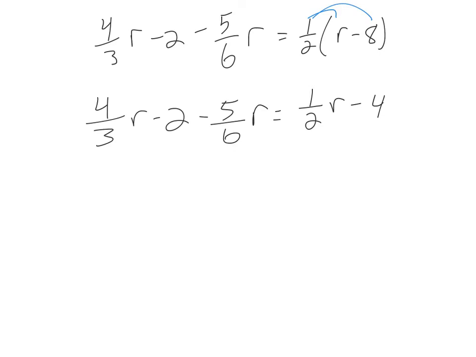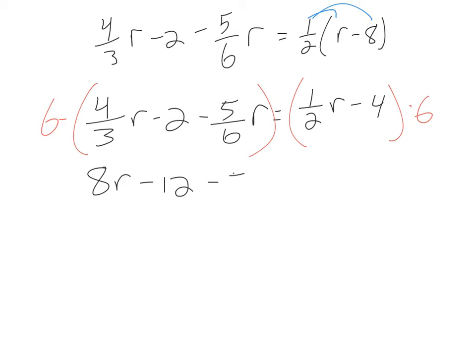Alright, now the number I'm going to multiply through is going to be the least common denominator of 3, 6, and 2, and that'll be 6. So I'm going to multiply everything by 6. And that'll give me 8r minus 12 minus 5r equals 3r minus 24. If you're having trouble with any of those fractions, pause it and call your teacher over.